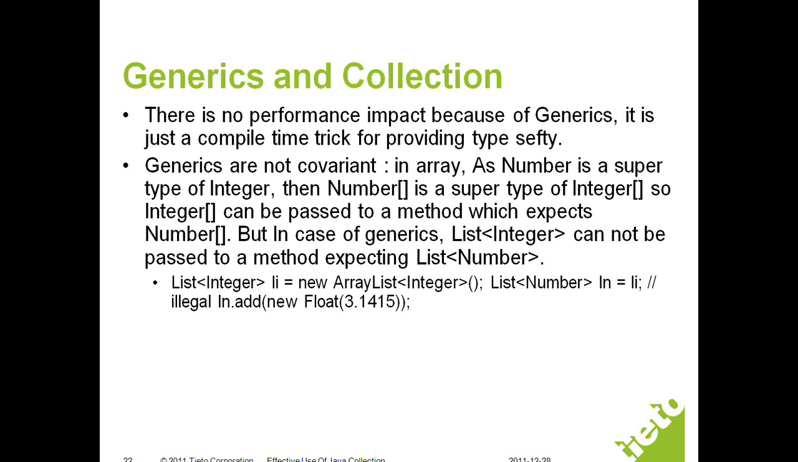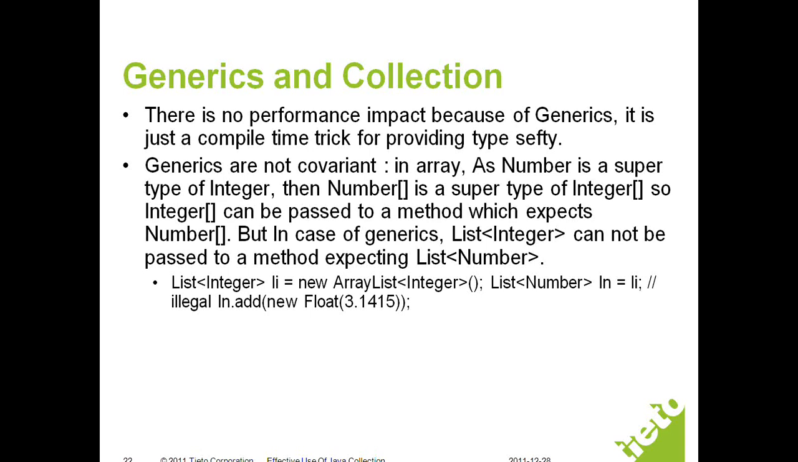So it gives you a compile-time error, and it gives that because it is possible that if you pass a List of Integer to a method where it is treated as a List of Number, a Float is also a kind of Number and you could add that to the Integer list, which you should not. So to avoid that, collections with generics cannot be assigned the way arrays can.